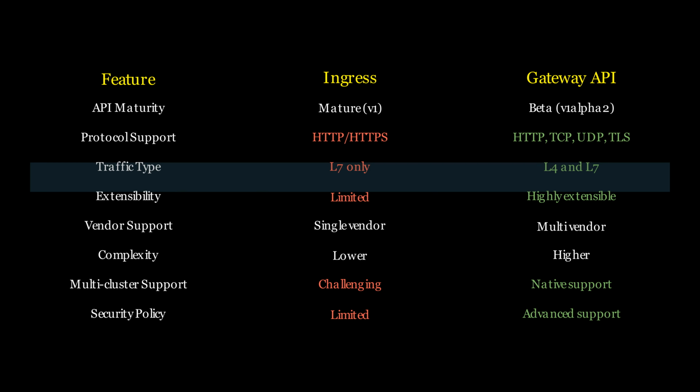Gateway API supports multiple protocols and traffic types, offers high extensibility, has better multi-vendor support, provides native multi-cluster support, and includes advanced security policy options, while Ingress has lower complexity and is more mature. Gateway API is the future of Kubernetes traffic management. Finally, let's look at how Gateway API enables multi-cluster scenarios, which is challenging to implement with traditional Ingress.